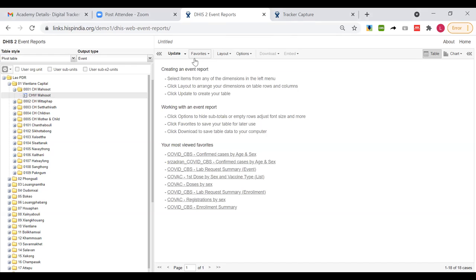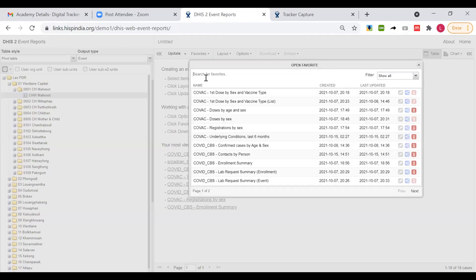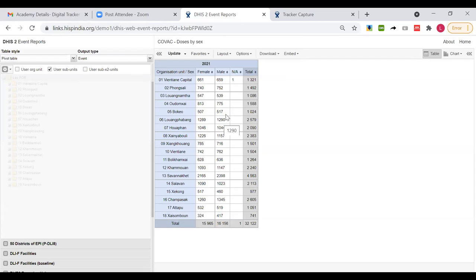So let me try to show this by taking two examples. I'm going to open the output, Quark doses by sex, this one. So what do we see here? In this output, we are seeing the org units as rows, and then we have male and female disaggregation as columns, right? And we are seeing the total number of events, and based on that, a disaggregation as male and female.